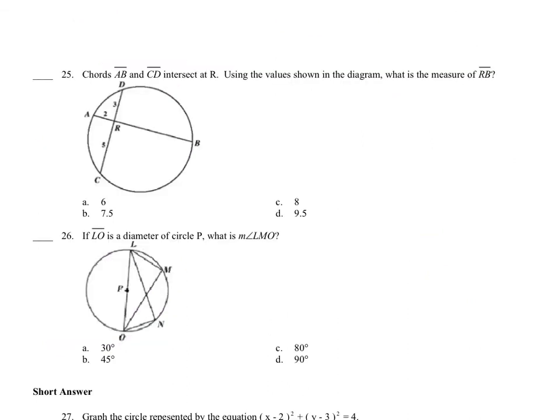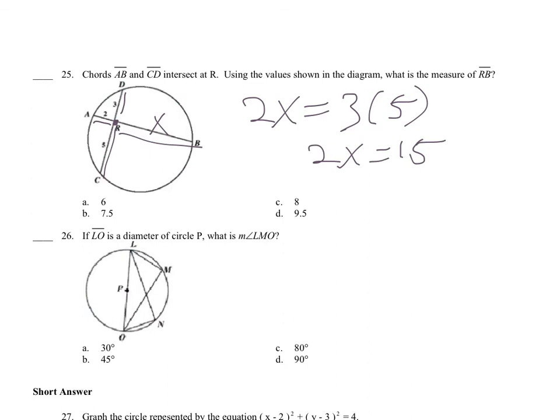Okay, and now we have chords AB and CD. They intersect. Find the measure of X. Okay, they intersect, so you'll remember this is where we take the product of 2 and X, which is 2X, then the product of 3 and 5, which is 15. 2X equals 15. X equals 7.5.